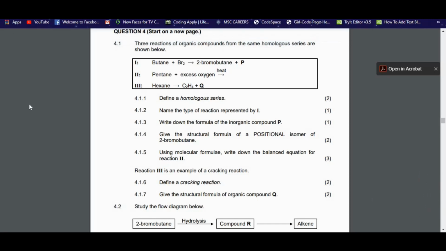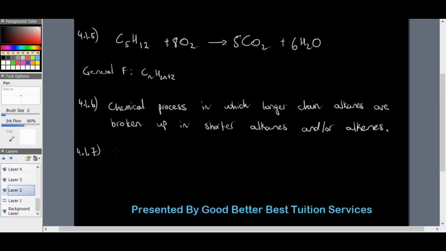4.1.7 says give the structural formula of the organic compound Q. Once again, structural formula can help us out here, although I'll teach you a trick to not write out the structural formula. So you see we have hexane here. Hexane follows the alkane general formula. So we want hexane, so that's C6. 6 times 2 is 12, plus 2, that should be H14. That gives us C2H4.